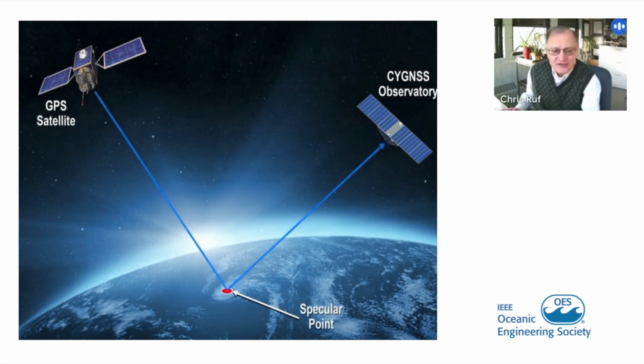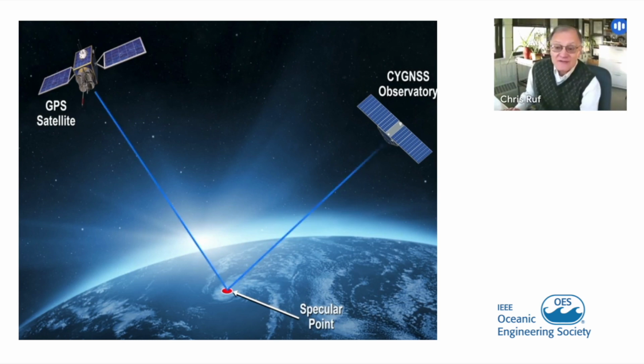And it's bistatic in the sense that the transmitter and receiver are separated. So the transmitters that we use are transmitters of opportunity. We use the GPS navigation satellite constellation as the transmitter half of the radar. And then our satellites, the Cygnus satellites, have modified commercial GPS receivers.